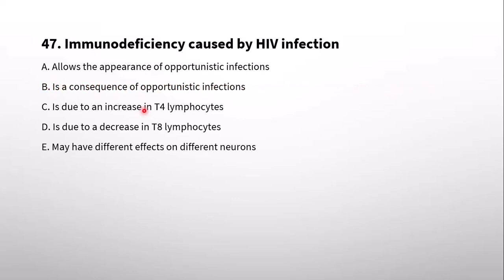47. Immunodeficiency caused by HIV infection. A says allows the appearance of opportunistic infections. Yes. B is a consequence of opportunistic infections. No. C is due to an increase in T4. No, because it's a decrease in T4 lymphocytes instead. D is due to a decrease in T8. No. E may have different effects on different neurons. No. They attack the immune system. A.